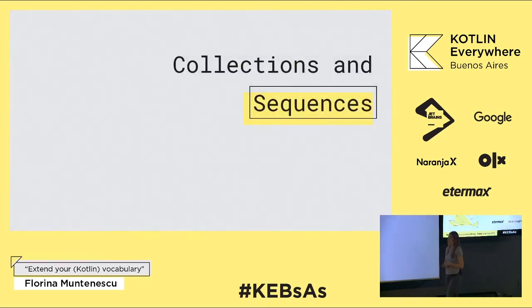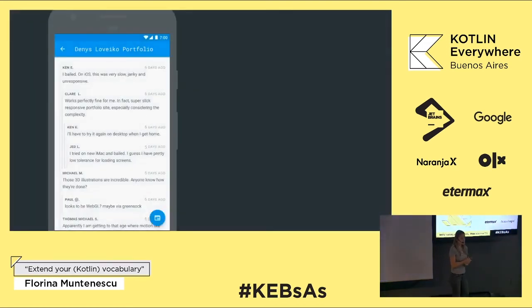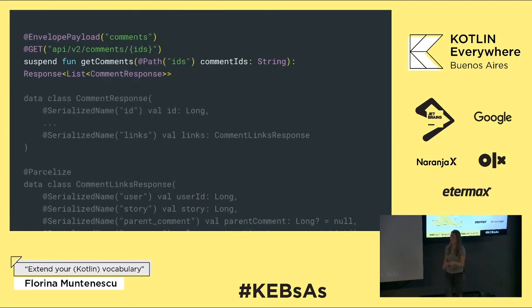Okay, that was it with sealed classes. Now let's look at collections and sequences. So I was saying that in one of our sample apps, we had something like this. We had a story that could get comments, and then you could either add comments to the story or add a comment to a reply, or you could even add a reply to another reply. So let me show the API.